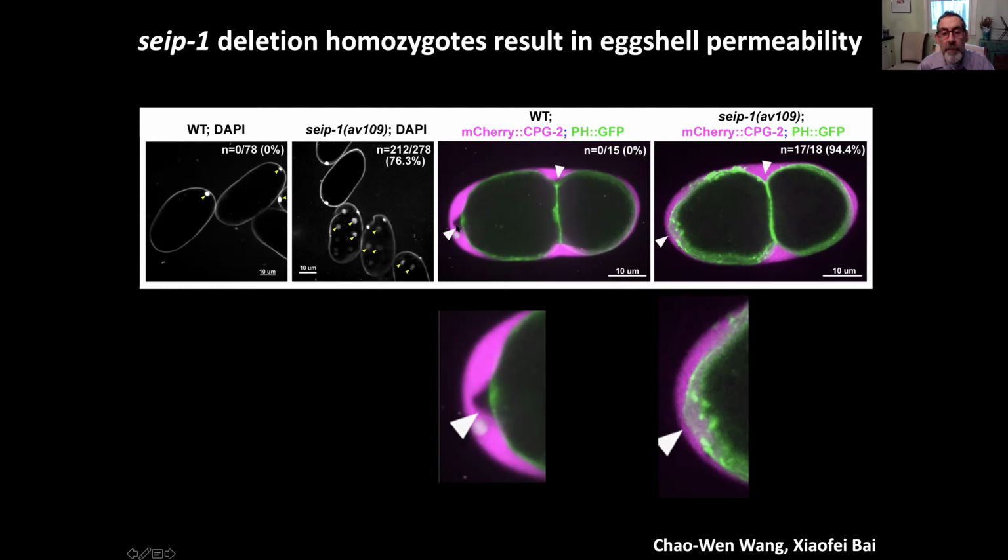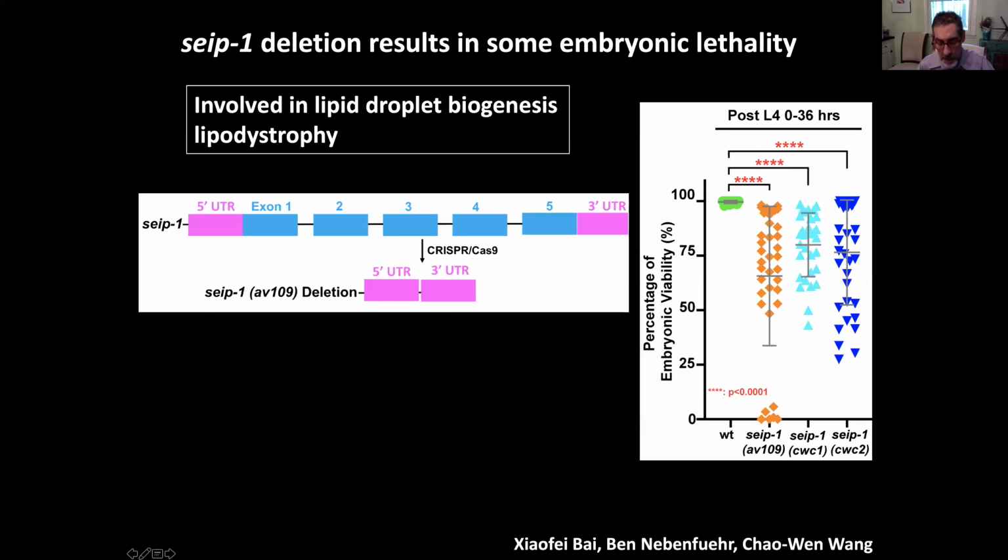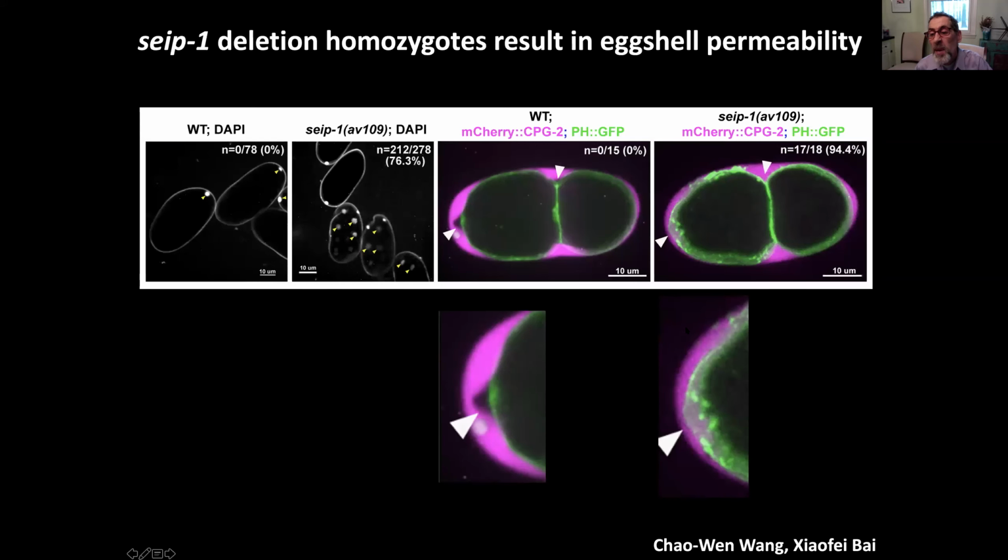This is an mCherry fusion to an outer eggshell protein. And what you can see here, this black mark indicates the permeability barrier. And this separates the outer eggshell from the embryo proper. And as you can see in our mutants, that permeability barrier is now no longer existent.